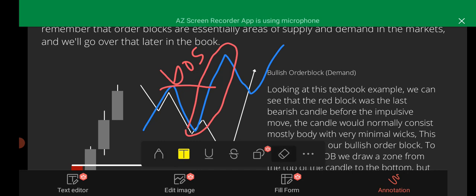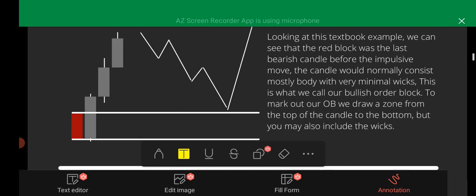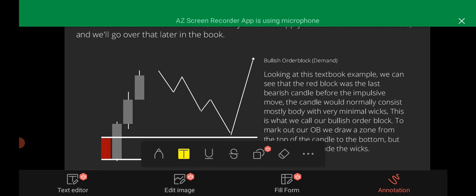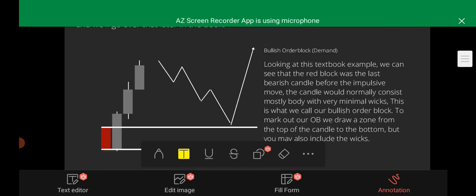Okay, you understand that? So here you can see we have two types of order blocks: a bullish order block and a bearish order block. A bullish order block is the last bearish candle before the impulsive move, and that candle will normally consist of most of the body with very minimal wicks. This is what we call our bullish order block.